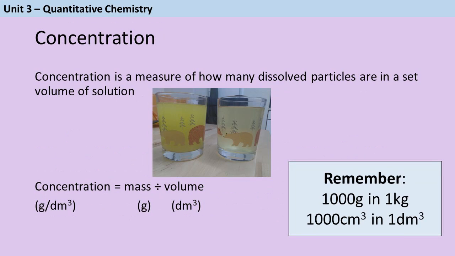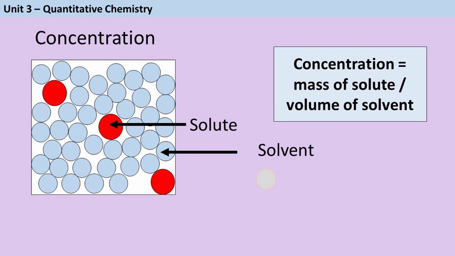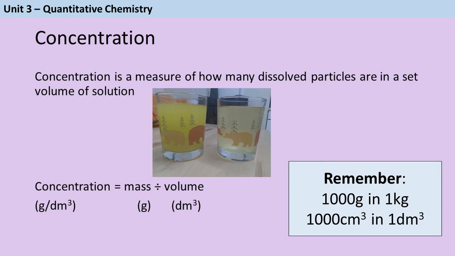The next calculation for quantitative chemistry is concentration. If we leave the numbers out for a second, concentration is just a measure of how many dissolved particles are in a set volume of solution. So we call those dissolved particles the solute, and we call the liquid that they're dissolved in the solvent. Now our units for concentration are grams per decimetre cubed. A decimetre cubed is exactly the same thing as a litre, and it contains 1,000 centimetres cubed.